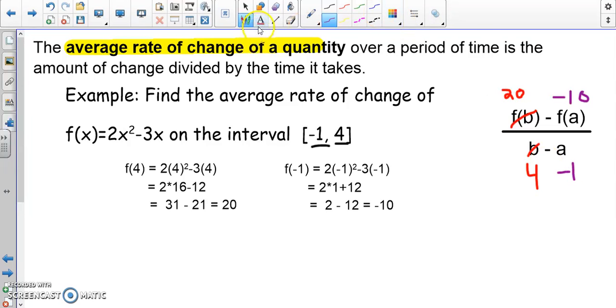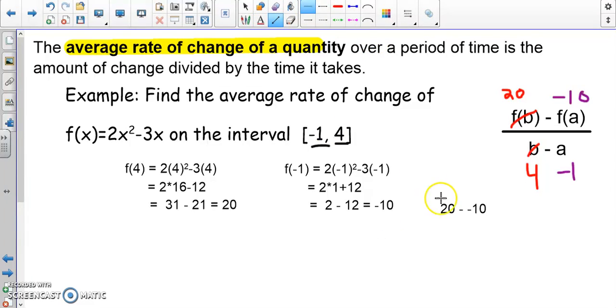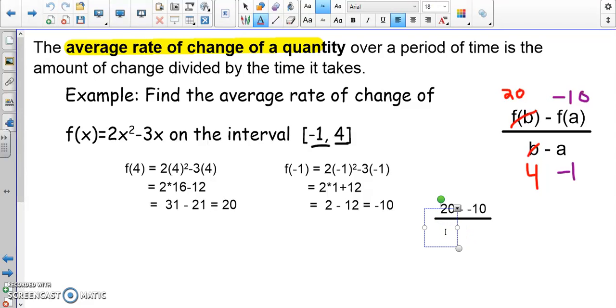So when we go to set up our difference quotient, I'll just type it in, we have 20 take away a negative 10, right? And this is where we have to really pay attention to our negative symbols, because that's usually the number one place where difficulties come up, is we forget a negative.